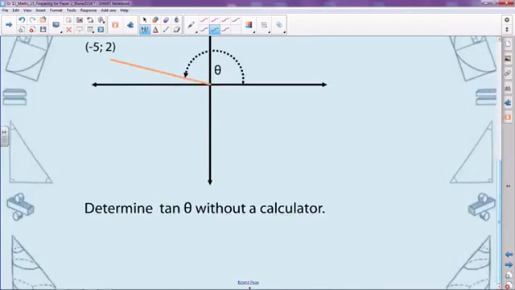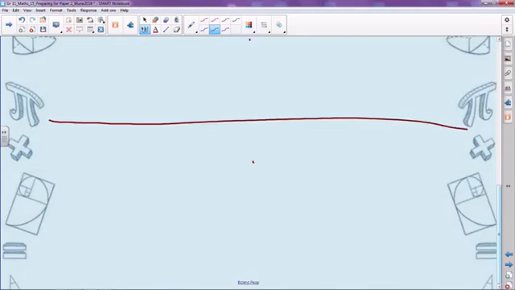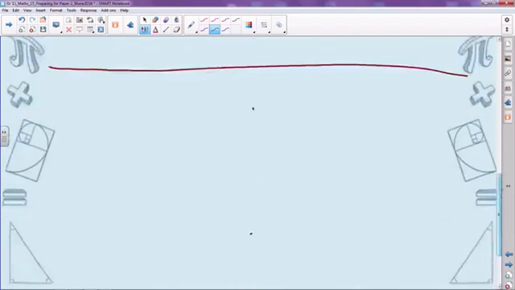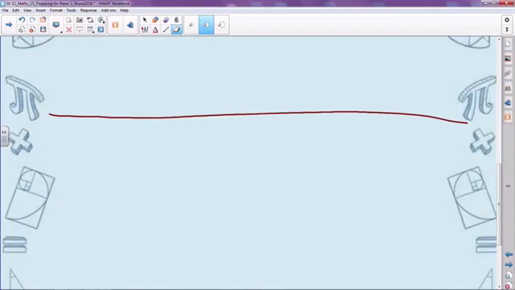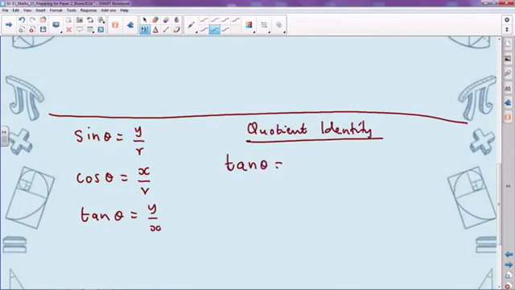Now, continuing with our preparation of paper 2, we're just going to recap a bit on our trigonometry. With your trig, remember, guys, that we have spoken about SOHCAHTOA: sine theta is opposite over hypotenuse, so that's y over r; cos theta is adjacent over hypotenuse, that's x over r; and tan theta is y over x. And then we've spoken about the quotient identity, that tan theta equals sine theta over cos theta.